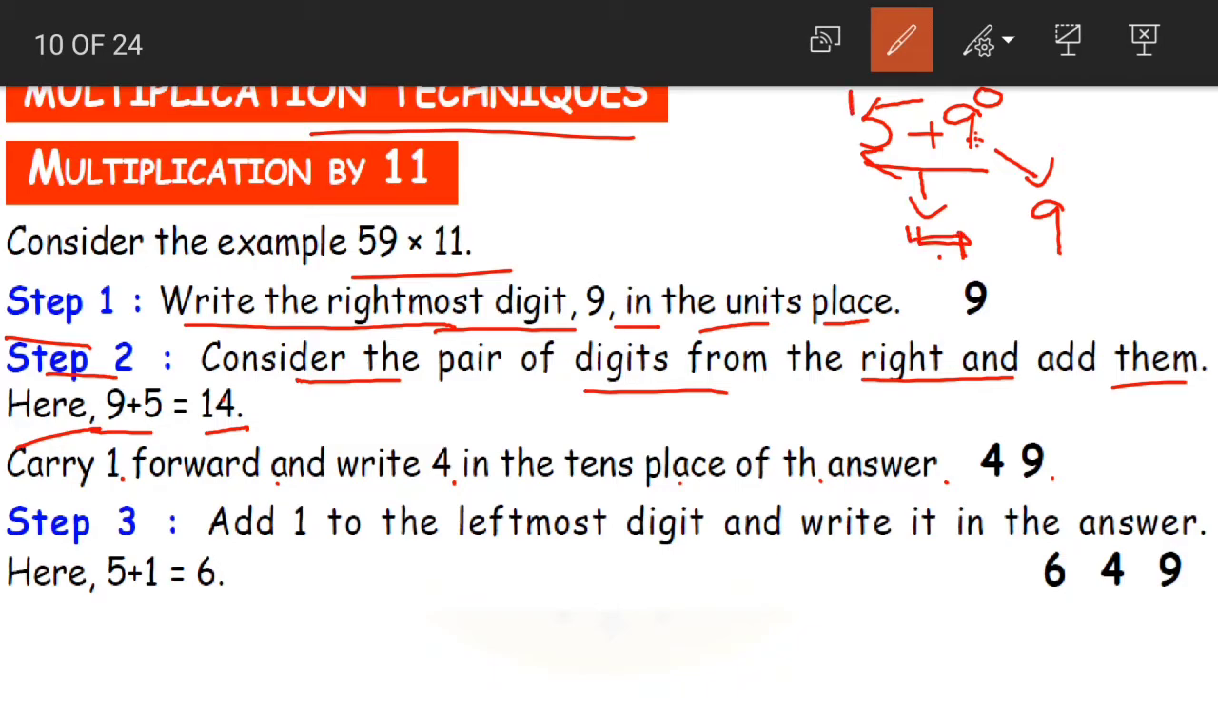Forward means to which number? To the number 5. Now lastly add 1 to the leftmost digit and write it in the answer. Yes, we have carried 1 forward to the 5, right? So 5 plus 1 becomes 6. This is our answer children. Understood? 649. Just now we had multiplied, right? After multiplying also we got the same answer, that is 649. Now without multiplying also we got the same answer. So this is a technique by which we will learn how to multiply by 11.